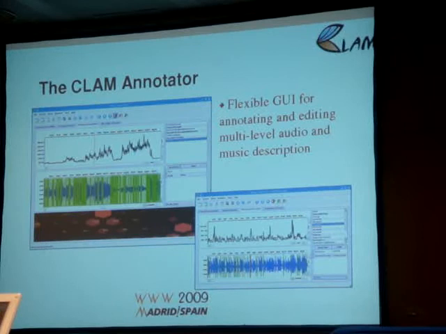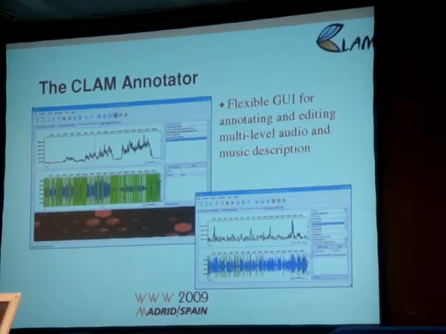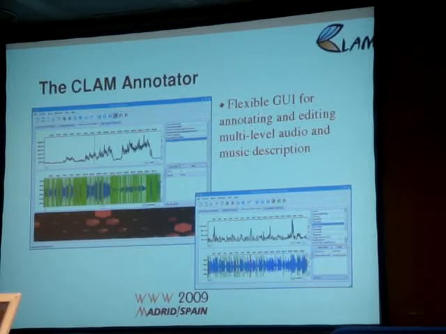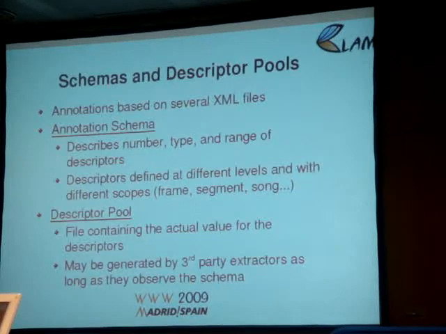So the annotator is a flexible GUI for annotating and editing multi-level audio music description. It's so flexible that actually the GUI configures itself to whatever the XML description is. So if you have the XML description that's telling it that you have chords, it will instantiate a particular widget which can deal with that particular data, and so on.